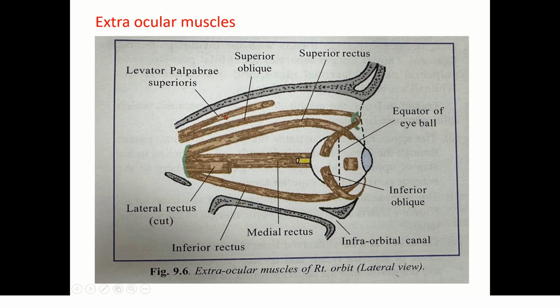You can see the levator palpebrae superioris. You can see the superior oblique. You can see the superior rectus, medial rectus, lateral rectus, and this will be the inferior rectus, and this will be the inferior oblique. So there are 4 recti: superior rectus, inferior rectus, medial rectus, and lateral rectus. There are 2 obliques, the superior oblique and inferior oblique, and there is one levator palpebrae superioris.